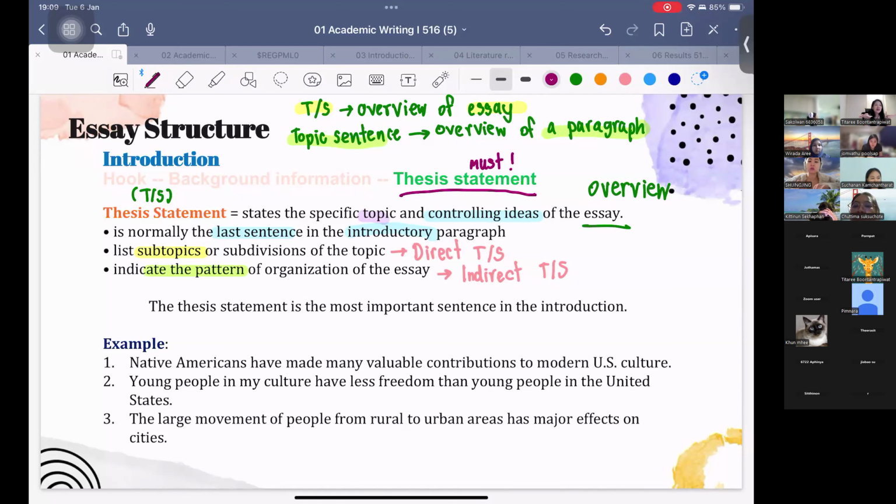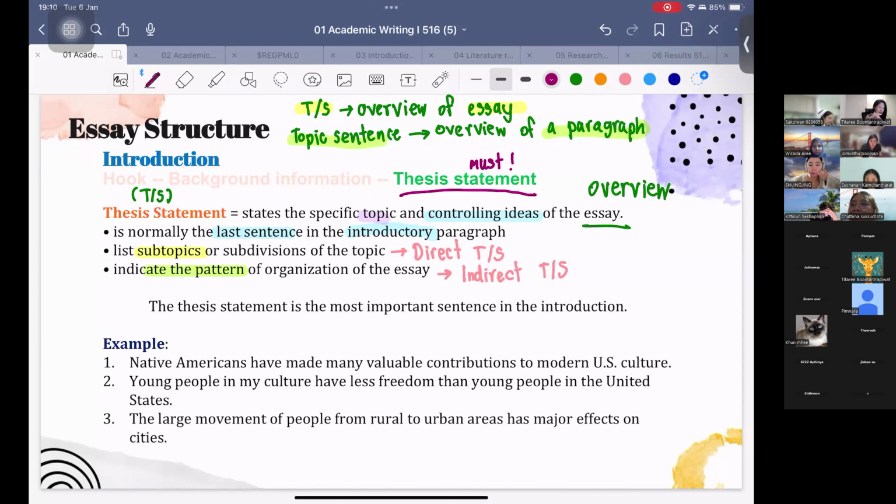Thesis statement and topic sentence are doing similar jobs, which is to provide an overview. But a thesis statement has a broader, bigger scope: the whole essay. A topic sentence is just for one certain paragraph only. Similar jobs, not the same.